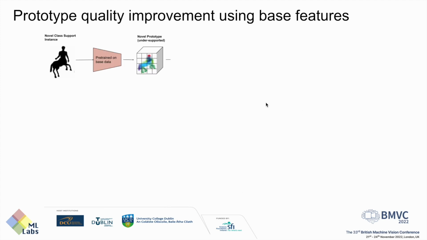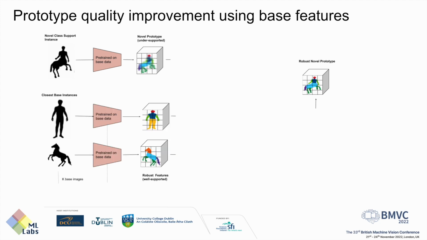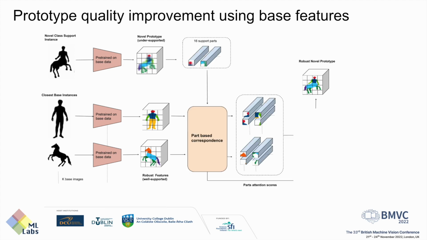An encoder pre-trained on the base data produces poor representations for the novel class support instance, especially for the one-shot case. Our aim is to construct a robust prototype for the unseen class. We have K base instances that are similar to the support image that have robust feature representations because the encoder was trained on many-shot base classes. So we make use of part-based correspondences to select robust spatial features from the base data feature space and aggregate these parts to construct a robust novel prototype in the one-shot scenario.